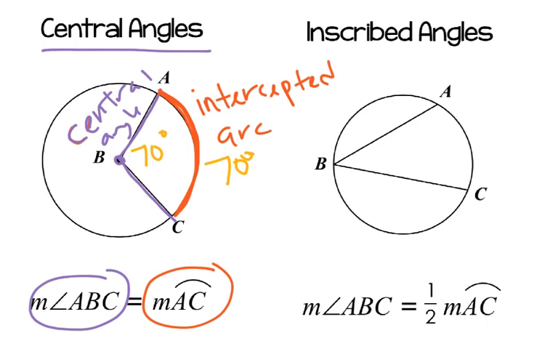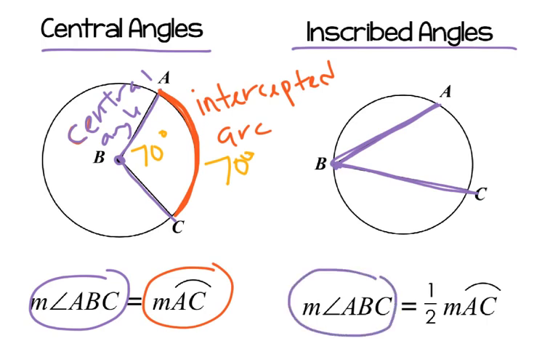Okay, so here's another vocabulary word. This is an inscribed angle. An inscribed angle is different from a central angle because of the vertex. So notice that the vertex of ABC is on the circle, not at the center. That's why I know this one is an inscribed angle. And here's what I need to know about this. An inscribed angle is equal to half of the intercepted arc.